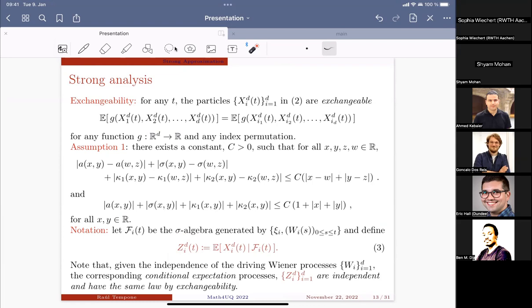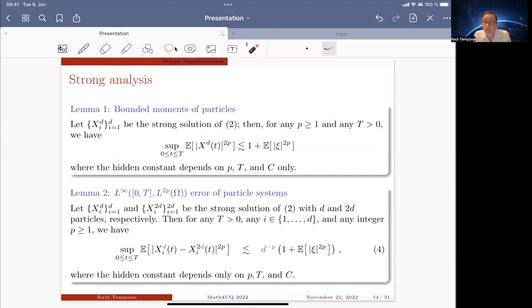So let's see the strong analysis. These things are kind of standard, and I'm going to go through them, putting the emphasis on how the conditional expectations appear and the role they play. It's not that this is new or anything like that. I'm not claiming that this is new. I'm just revisiting it from a slightly different perspective.